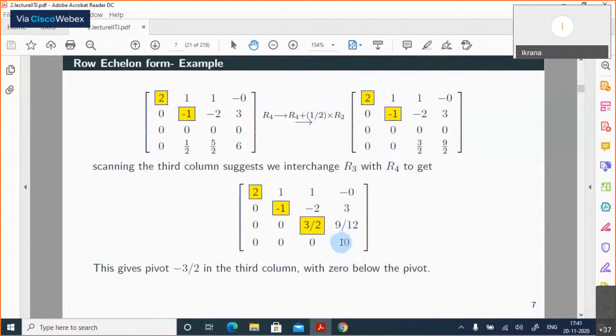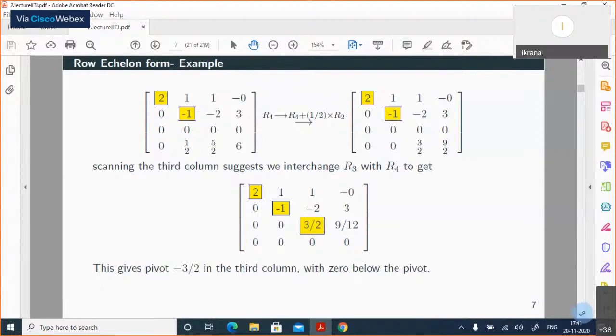And what is P1? P1 is the first place where a non-zero entry comes, so that is column number 1. So P1 is 1, P2 is the column for the second row, that is P2 is 2, and P3 is 3. So those are the numbers associated with the row echelon form.